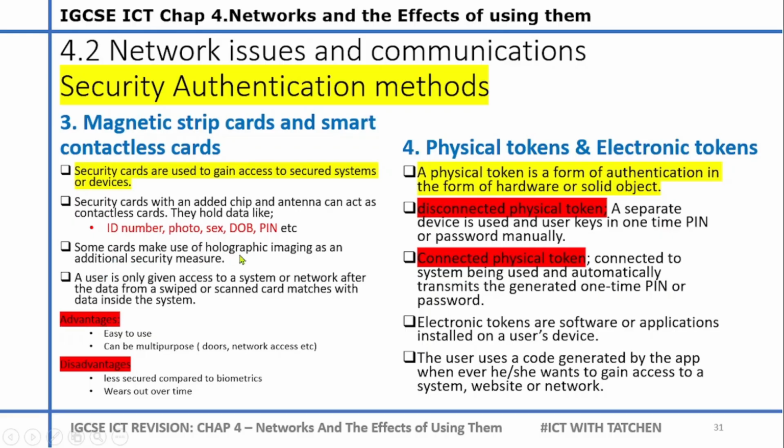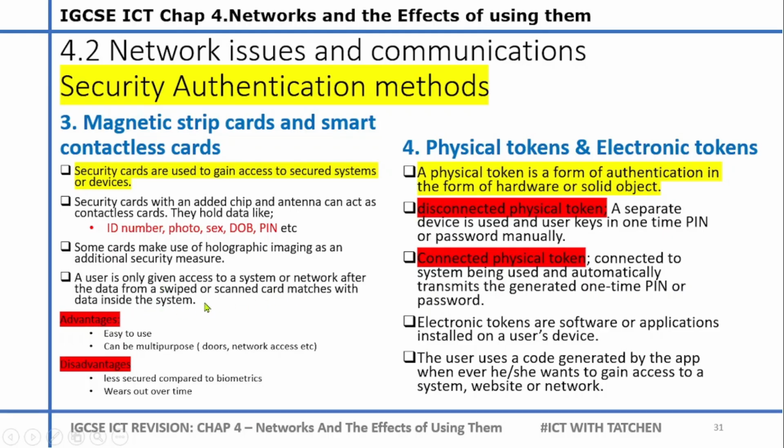Some cards make use of holographic imaging as an additional security measure. So where there's really a need for a high level of security, such things come into play. A user is only given access to a system or network after the data from a swipe or scan card matches the data inside the system.